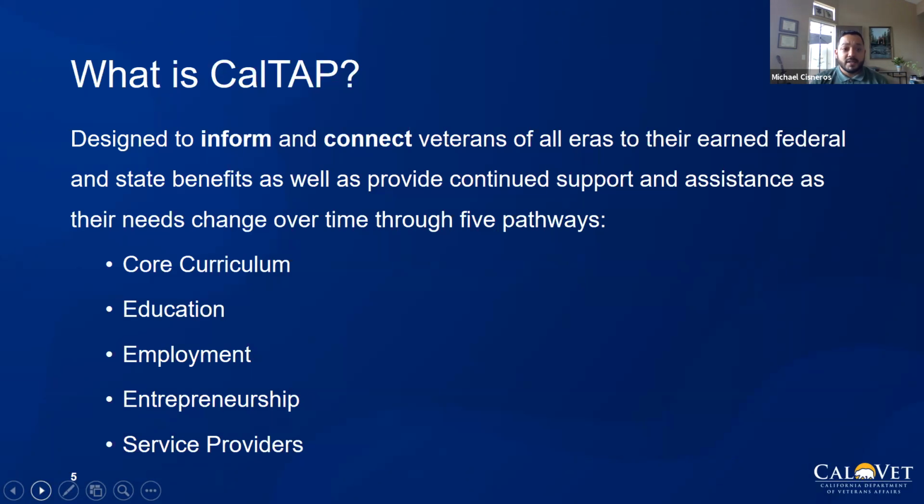Well, CalTAP is a transition assistance program that's designed to inform and connect veterans of all eras to their earned state and federal benefits, as well as provide continuous support as their needs change over time. And so what we've done is we've developed pathways that help veterans kind of navigate those benefits. Pathways like an entrepreneurship pathway, employment pathway, there's an education pathway, and there's also a core curriculum pathway.